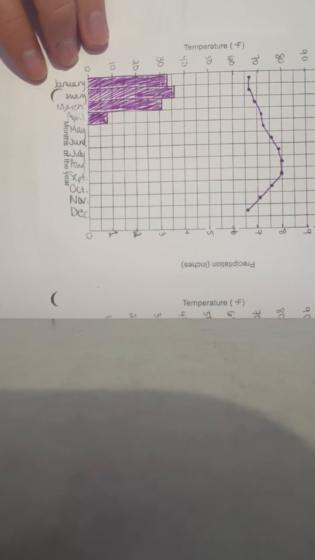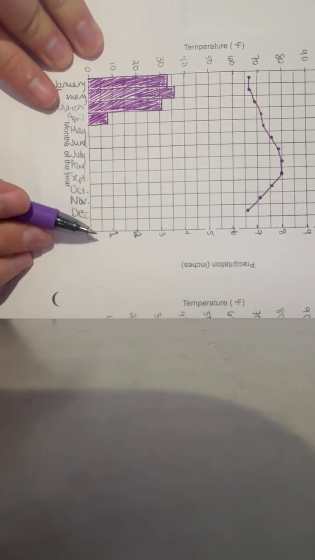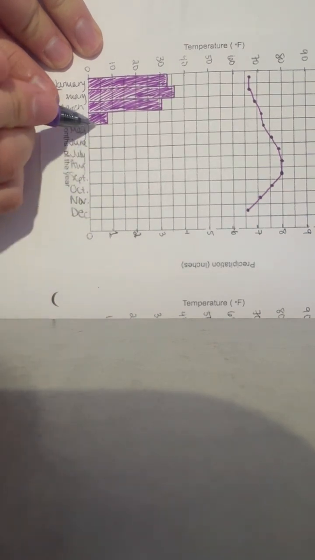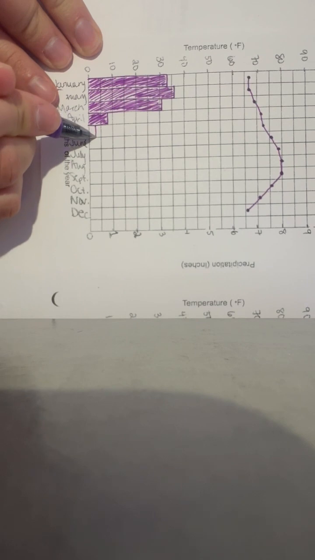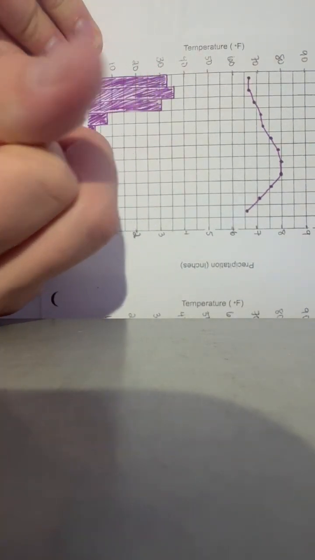The next one is May, which is what? Who can tell me what May's precipitation data is? Mika. 0.31. That's very little. So here's 0.5, so it's underneath 0.5. 0.31. It's right about here.